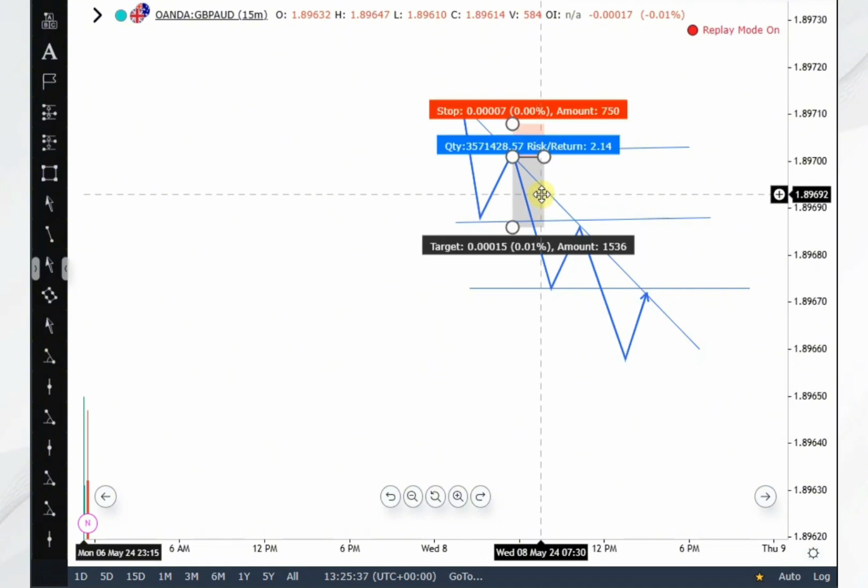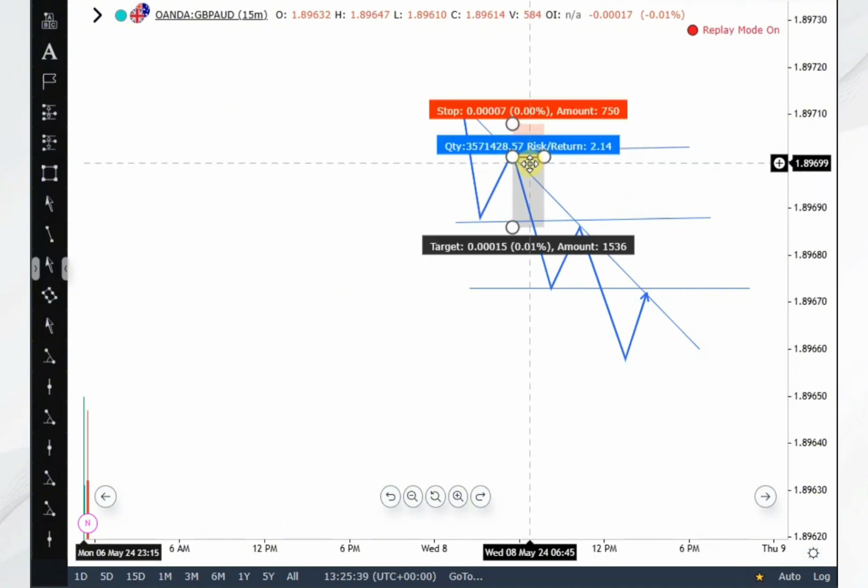So your risk to return should always be 1:2. If you see here, the risk to return was 2.14. Okay, so it should be 1:2. So you'll be risking 1 to make 2.